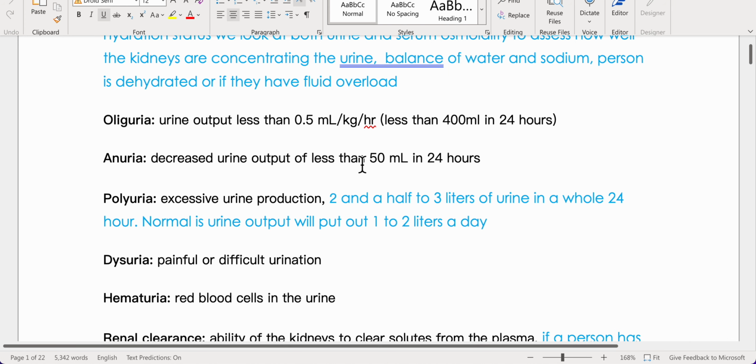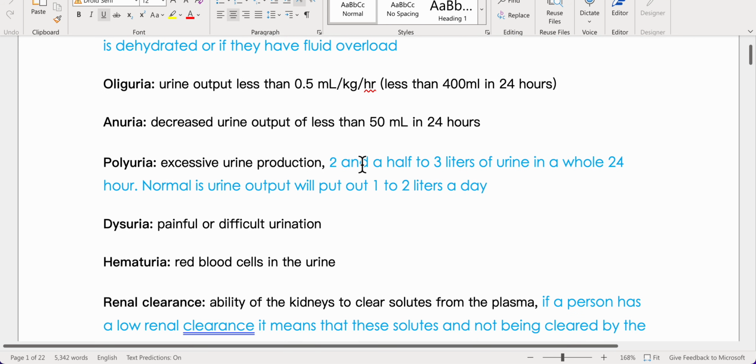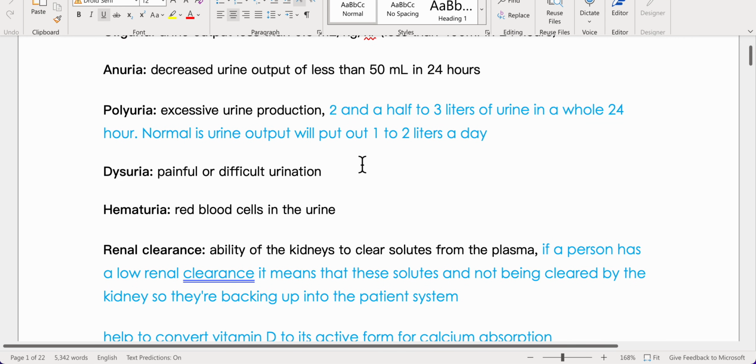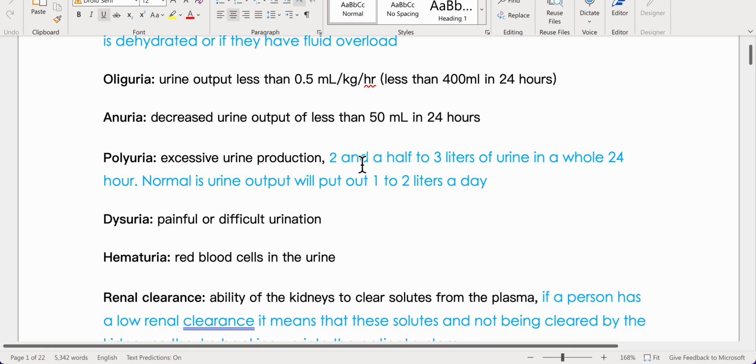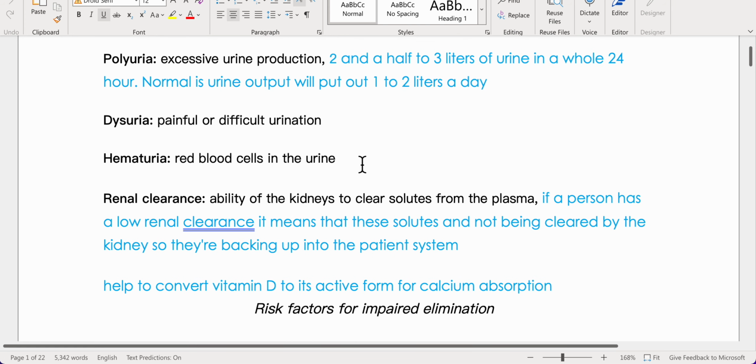Oliguria is urine output less than 0.5 milliliters per kilogram per hour, or less than 400 milliliters in 24 hours. Anuria is decreased urine output of less than 50 milliliters in 24 hours. Polyuria is excessive urine production, 2.5 to 3 liters of urine in a whole 24 hours. Normal urine output is 1 to 2 liters a day.